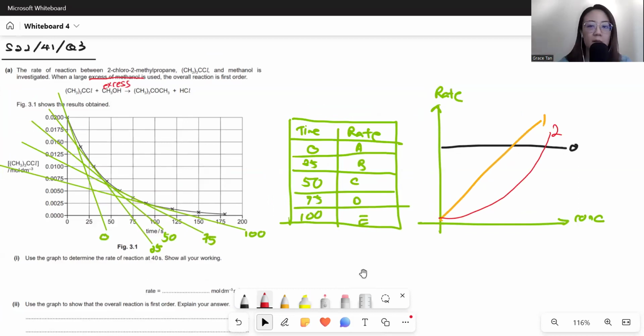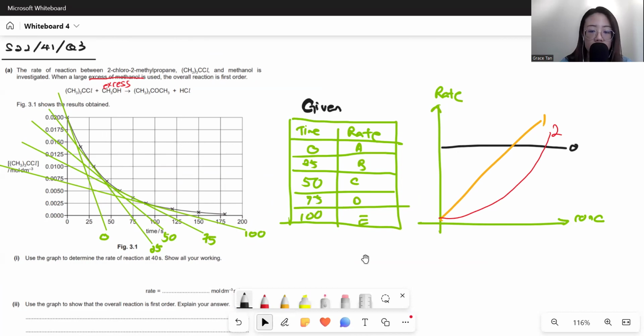I would say unlikely, unless they have given you the table. Provided they give you the table below, and say please plot a graph of rate against concentration, then it will speed up everything. And then you just look at the line, then you know whether it is a 0, first, or second order. So method number 1, easy.